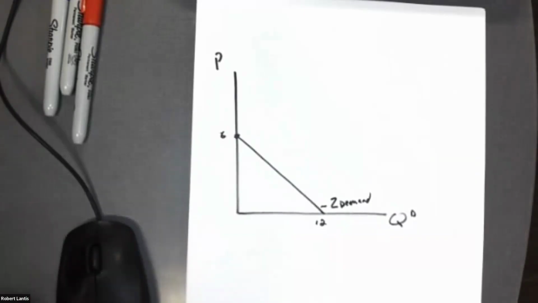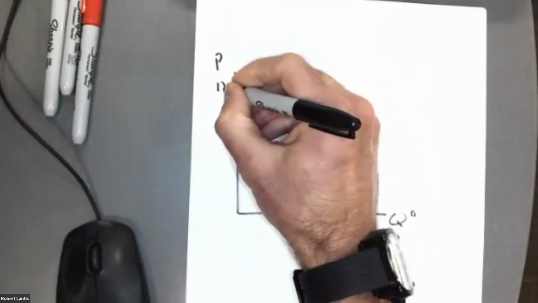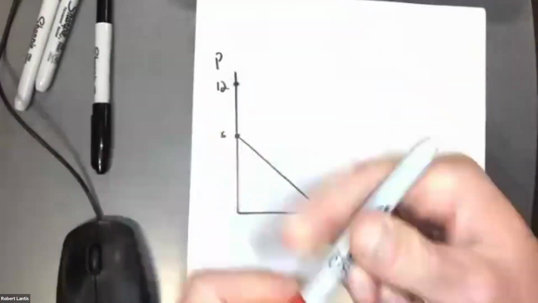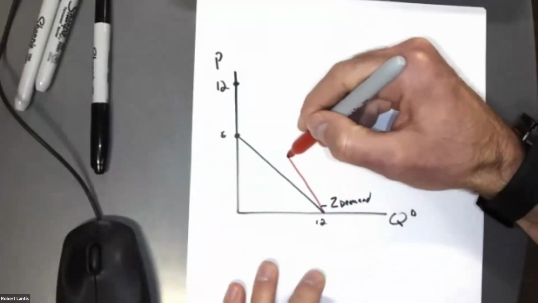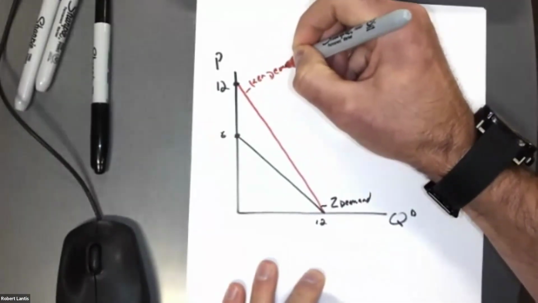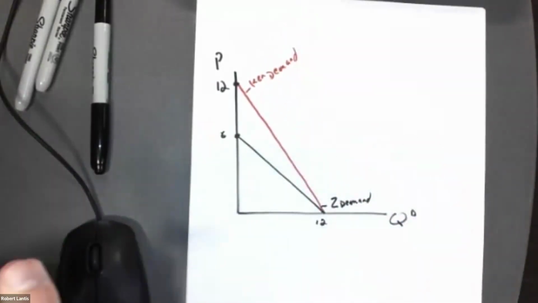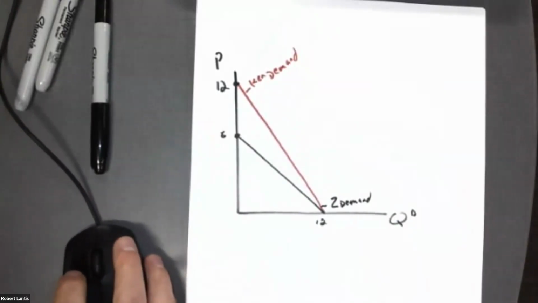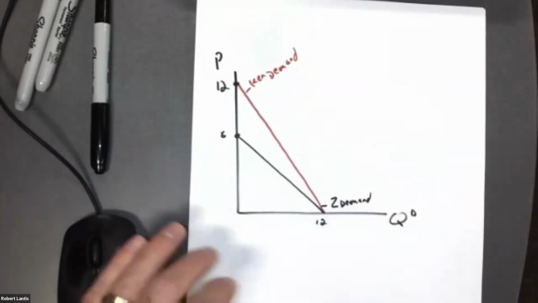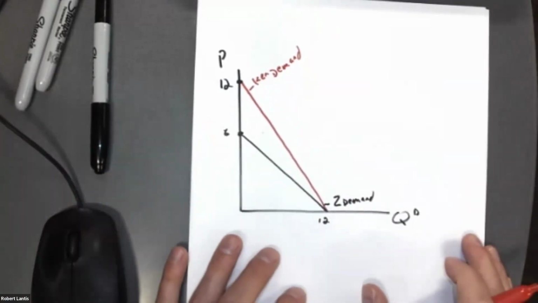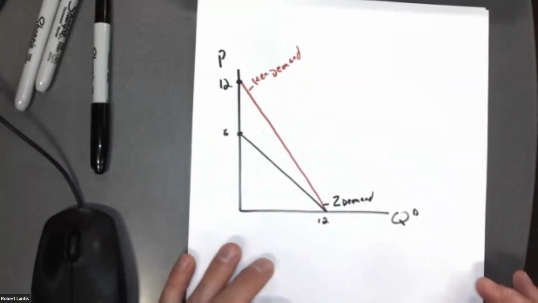Ken has, it'd be like 12. And I'll put this in a different color. So here was Ken's demand curve. All right. Okay. So here I put two individual demand curves on the same graph. Okay. What would market demand be?